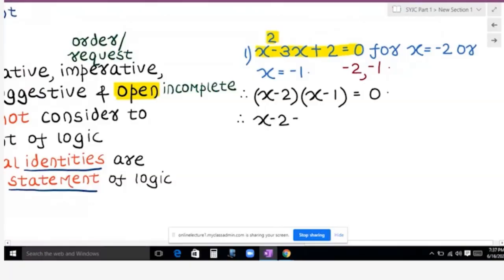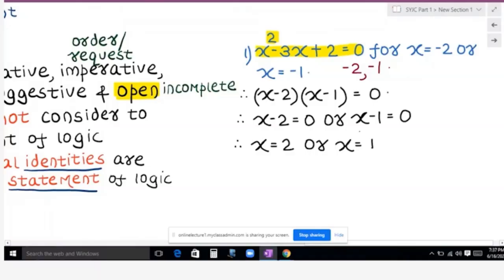Therefore, x minus 2 is equal to 0 और x minus 1 is equal to 0. Therefore, the value of x, either it is equal to 2 or the value of x, it is equal to 1.